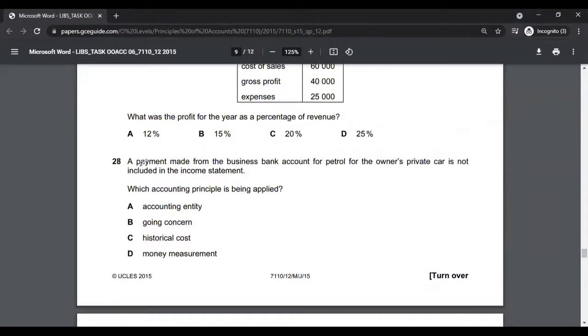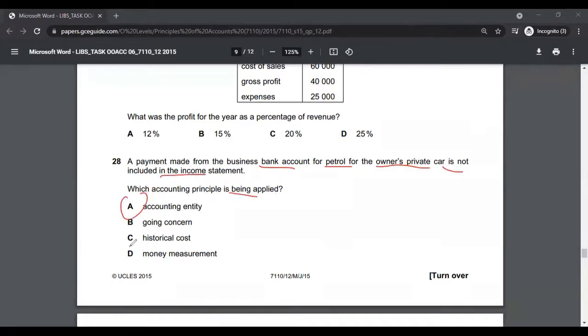Multiple choice 28. A payment made from the business bank account for petrol for the owner's private car is not included in the income statement. Which accounting principle is being applied? That's accounting entity, because accounting entity tells you that you need to separate business versus personal transactions, right? So the answer to multiple choice 28 is option A.